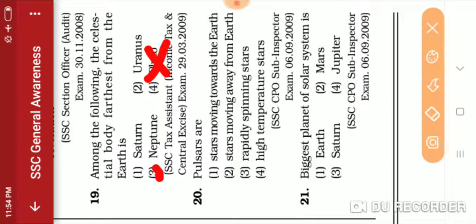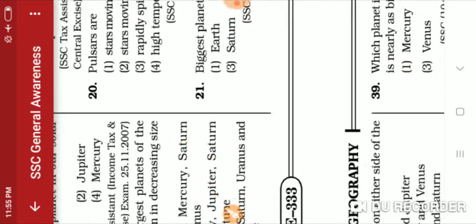Pulsars. So what is a pulsar? These are the rapid spinning stars. Pulsars are rapid spinning, like we ride a pulsar and a pulsar goes very fast, so only by that you should remember that rapid spinning star. Third. Next question. Biggest planet in our solar system, of course Jupiter, everyone knows.